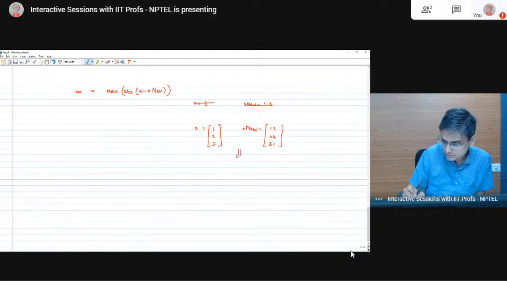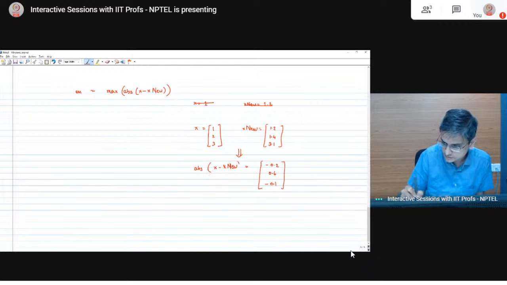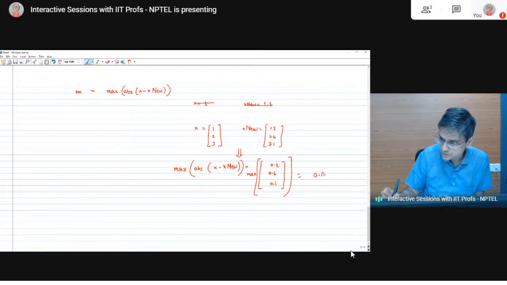Okay, then it is going to be 1 minus 1.2 is minus 0.2, 2 minus 1.4 is 0.6, 3 minus 3.1 is minus 0.1. Okay, ABS of this is going to be this. Max of ABS of this is going to be max of this, which is equal to 0.6.